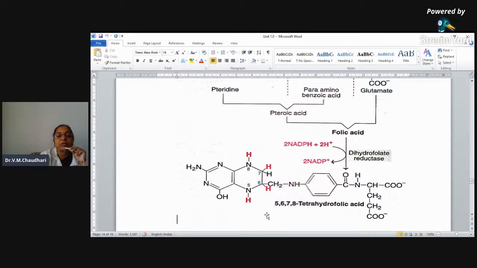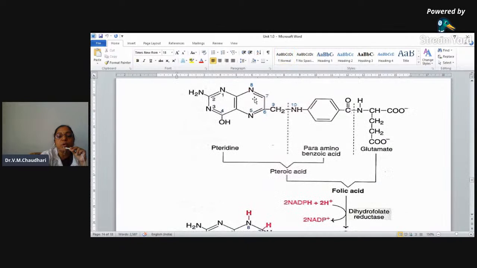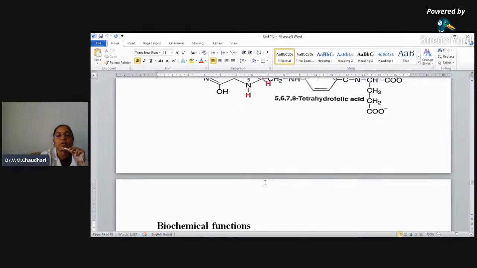So this is the active form coenzyme of the vitamin folic acid. Its active coenzyme is 5, 6, 7, 8 tetrahydrofolate, or THF, or FH4, that is folate H4, the tetrahydrofolate. 4 hydrogen atoms are joined to the 5th, 6th, 7th, 8th positions to convert folic acid to tetrahydrofolate.